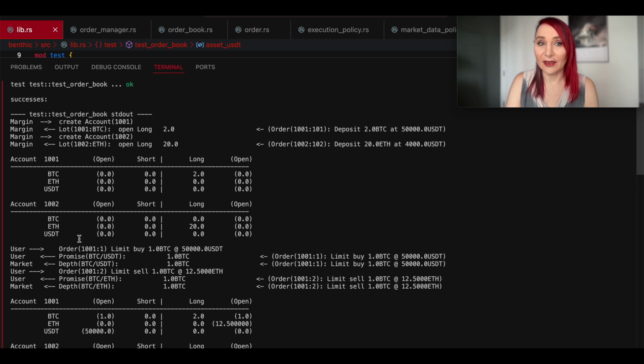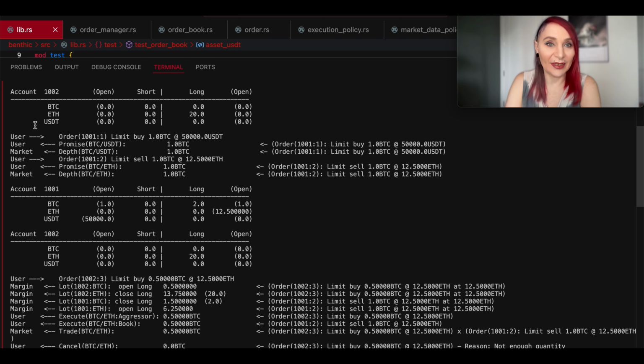The balance sheets are managed by the margin. Margin is a special entity in this software that manages balance sheets and portfolios. So let's see what happens next. There is a message from user 1001, so that's user 1. It's an order, ID 1. So order from user 1, ID 1. Buy 1 Bitcoin at $50,000. So that's an order we receive from user 1.